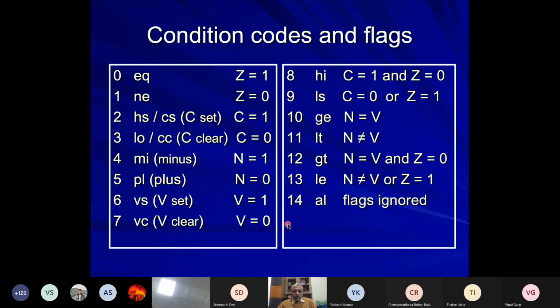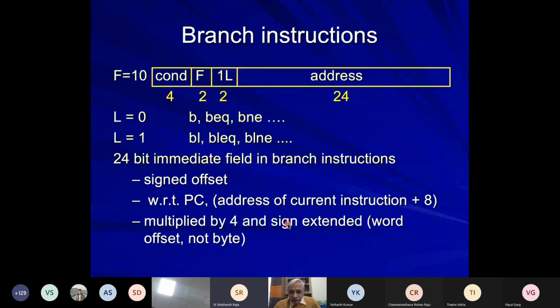Sir, could you repeat this point? How does the PC get incremented? Yeah, so I think this would be appreciated much better when we come to design of the processor. But just for the sake of your curiosity, in a pipeline implementation, the PC normally keeps getting incremented by 4, so that in every cycle it points to next instruction.